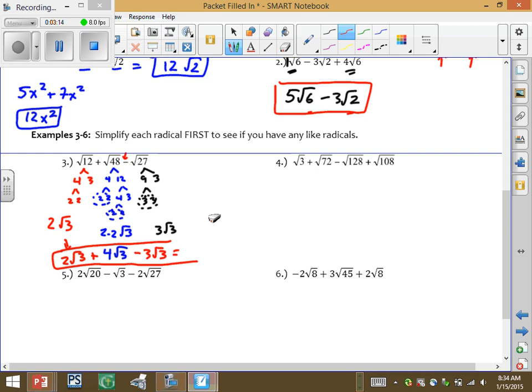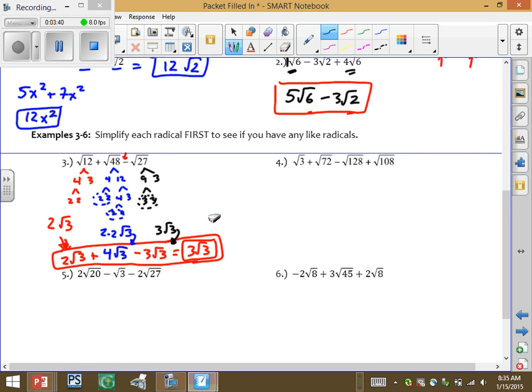And then all of a sudden we see, hey, these all have square root of 3. So what's 2 plus 4? That's 6 minus 3. So my final answer is 3 square root of 3. So again, what we've done is we simplified each radical, and then we'll just go ahead and add them like we did at the beginning of this page. So you can see there's all the simplified versions. I put them all in the same box down here at the bottom so I can combine like radicals.